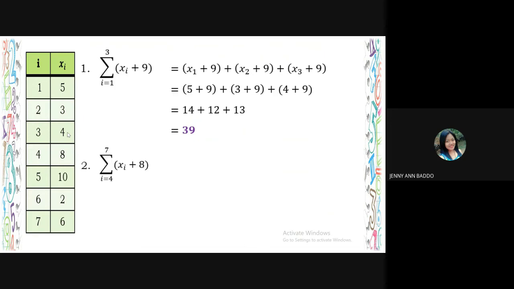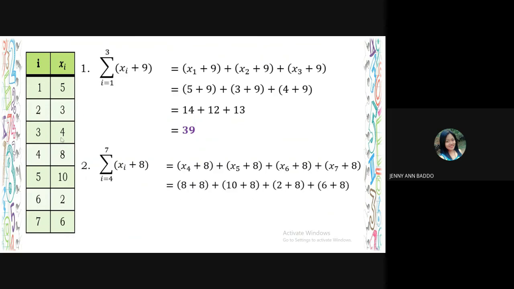Another example, we have summation of x of i plus 8, where i ranges from 4 to 7. So again, we have to expand. That's x sub 4, because that's our starting point, plus 8, plus x sub 5 plus 8, up to x sub 7 plus 8. By substitution, we have for x sub 4, that's 8, x sub 5 is 10, x sub 6 is 2, and x sub 7 is 6.